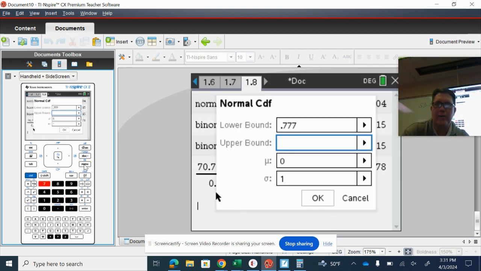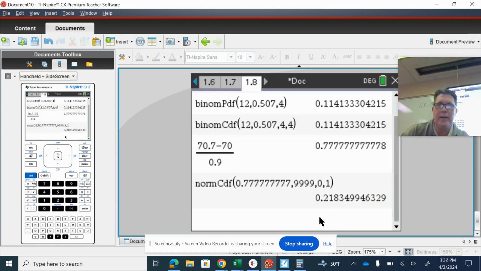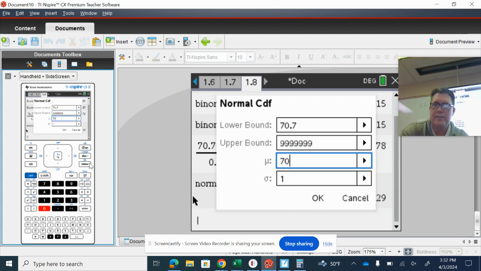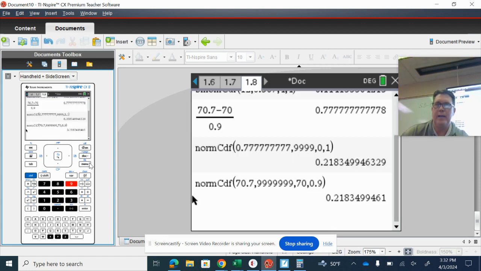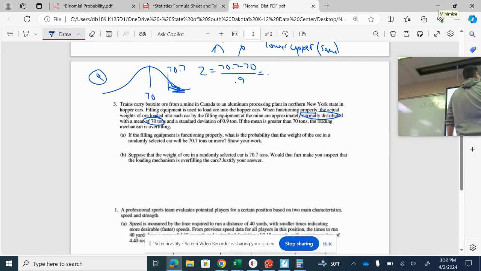We're looking for an area. So I'll even keep it really accurate. We'll put a lot of sevens since it was the repeating 7. We get 0.2183. Now I could have done this way, menu 652. We could have gone the 70.7 to infinity. 70 is the mean, standard deviation 0.9. We still would have got the 0.2183. So our z-score is 0.777, and there's a 21.8% chance it's over.